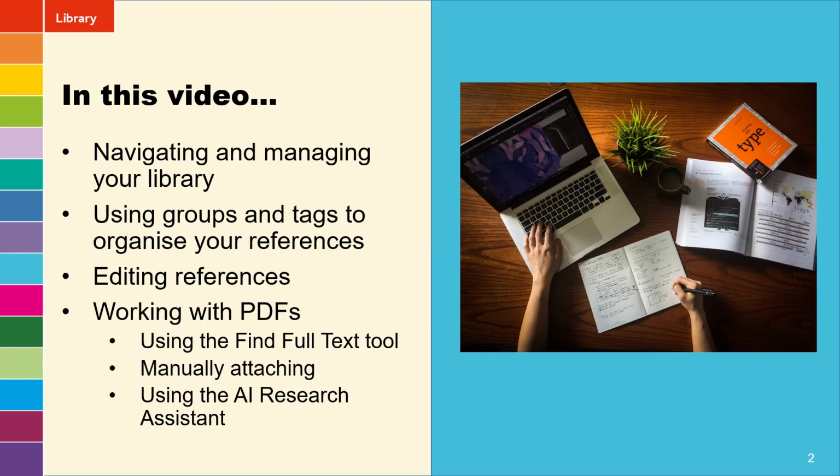In this video we'll be looking at ways to navigate and manage your library, using groups and tags to organise references, editing references in case they don't quite match what's required of your referencing style, and lastly working with PDFs, attaching them using the Find Full Text tool in EndNote, manually attaching PDFs you already have, and using the AI Research Assistant to generate some key takeaways from a PDF.